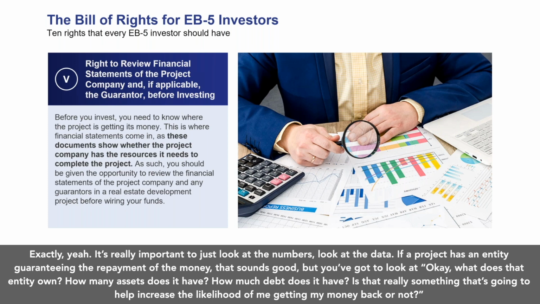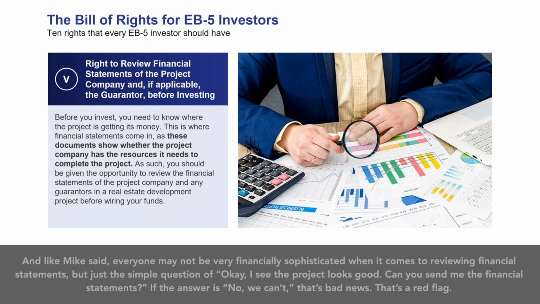Exactly. Yeah, it's really important to just look at the numbers, look at the data. If a project has an entity guaranteeing the repayment of the money, that sounds good, but you've got to look at, okay, what does that entity own? How many assets does it have? How much debt does it have? Is that really something that's going to help increase the likelihood of me getting my money back or not?